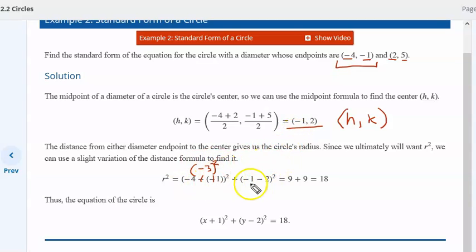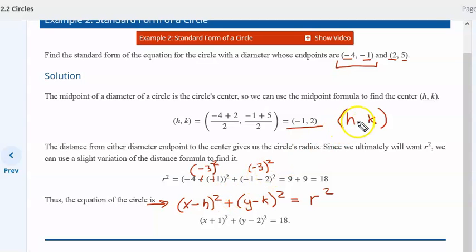And this will be a -1 minus 2, which makes this a -3 that we're going to square. So that gives us a 9 plus 9 is 18. So then putting this into our standard form, and I've written the standard form of the circle here.